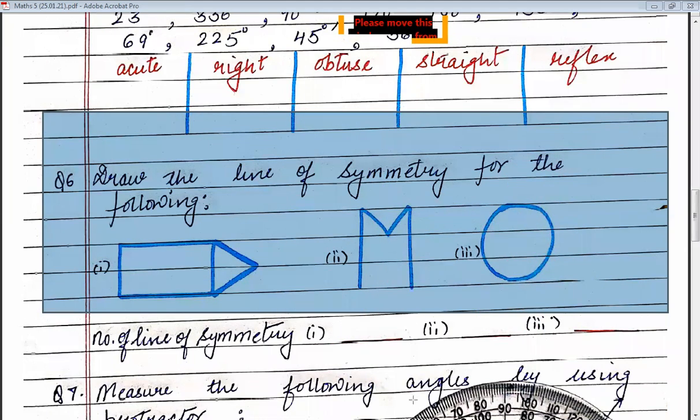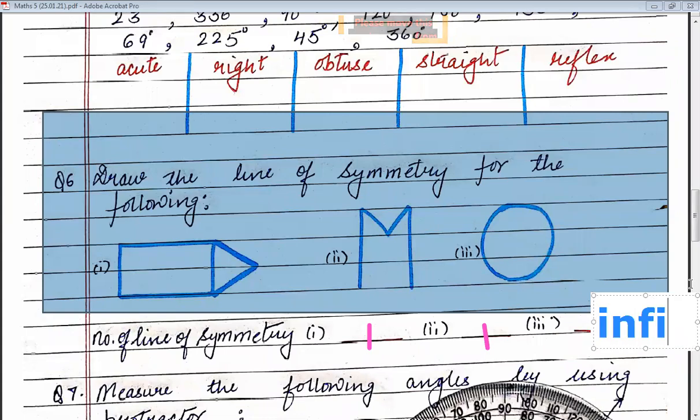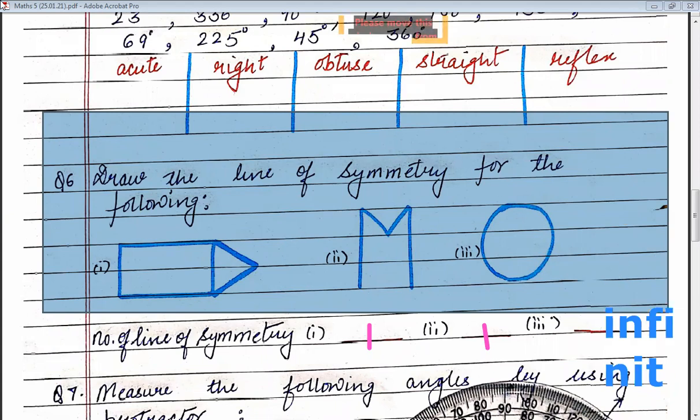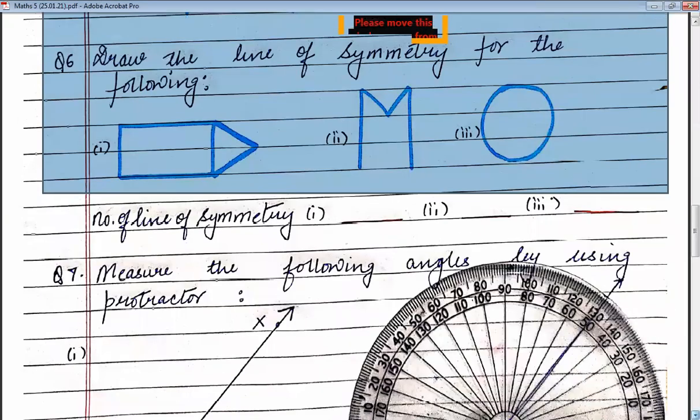Now let's write it here. Here it is one line of symmetry. Here also one line of symmetry. But here it is how many lines? You can't count. So here you will write infinite. Okay, children, here it is infinite line of symmetry. Okay, so again, this is a very easy question. Now let's move on to our question number 7.